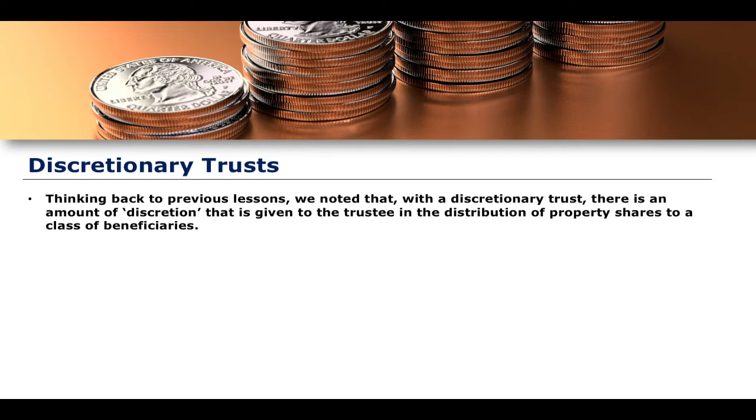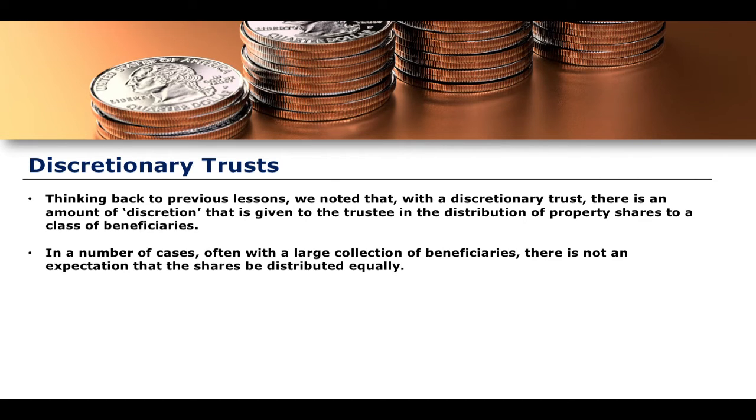This is compared to, for example, the idea of the fixed trust, where you have a clear class of beneficiaries or a clear beneficiary, and there is no room for the trustee to distribute that property in any way they see fit, but in a way that is prescribed by the trust instrument specifically. In a number of cases, the idea of a discretionary trust often denotes something where there is a large collection of beneficiaries. So there's not an expectation in those cases that the shares will be distributed equally.